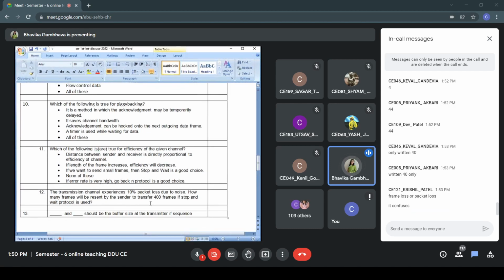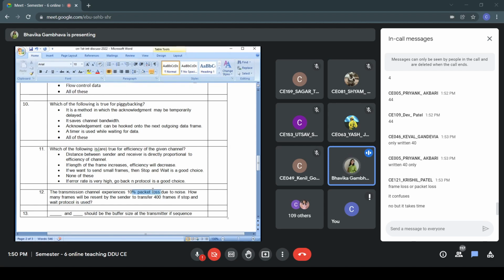So how did it confuse you, Krishil? Did you interpret a packet and a frame differently here? So one packet is equal to how many frames, or how did you interpret that? Tell me. Actually, it is a widely used terminology. That is okay. Yes, it takes time. Of course, it will take time.